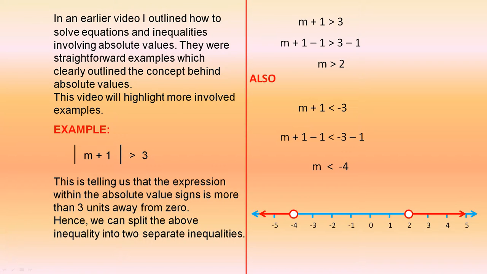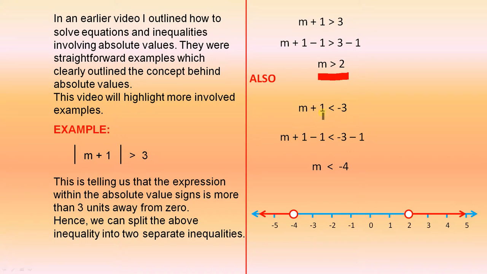The absolute value of m plus 1 is greater than 3. This is telling us that the expression within the absolute value signs is more than 3 units away from 0. Hence, we can split the above inequality into two separate inequalities. So the first inequality is m plus 1 is greater than 3, because m plus 1 is greater than 3 units away from 0. So when we simplify that, we get m is greater than 2.